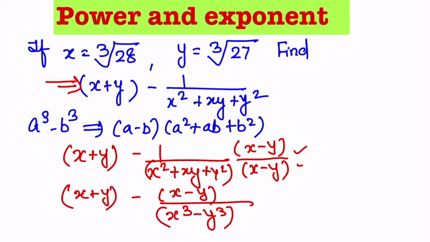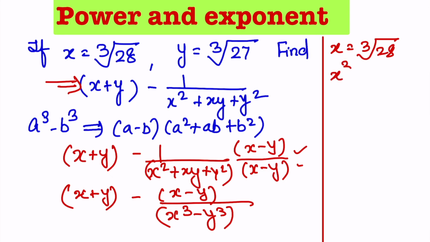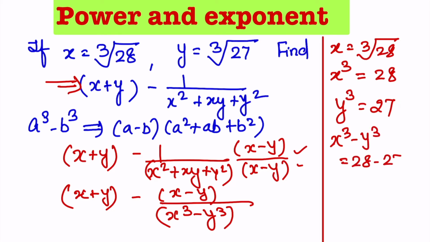Right? Now we can write here x cube. Here x is equal to cube root of 28, so by cubing we get x cube as 28. Similarly, I can get y cube as 27, and x cube minus y cube will give me 28 minus 27, which is equal to 1.